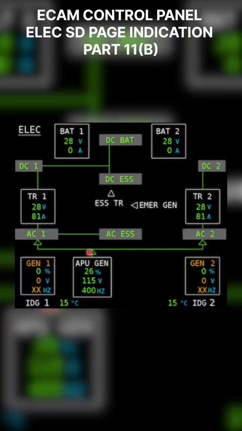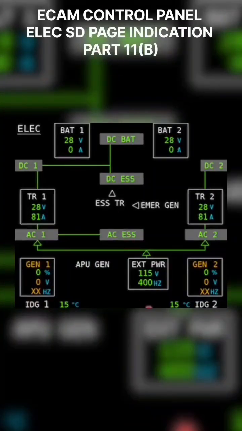You can see the APU is supplying AC bus 1, TR1, DC1, then DC BAT, then DC essential, and from AC1 to AC essential. It is also supplying this network: AC2, TR2, and DC2. So this is about the APU configuration. Once you are using external power, it is the same as the APU because the power is the same. Here you can also see it is supplying the right side network and the left side network. So this is all about the APU, Gen and external power.